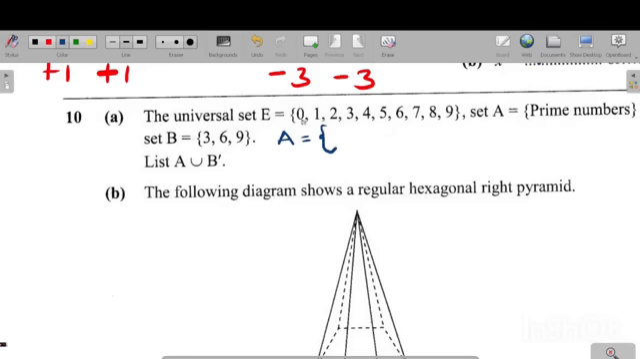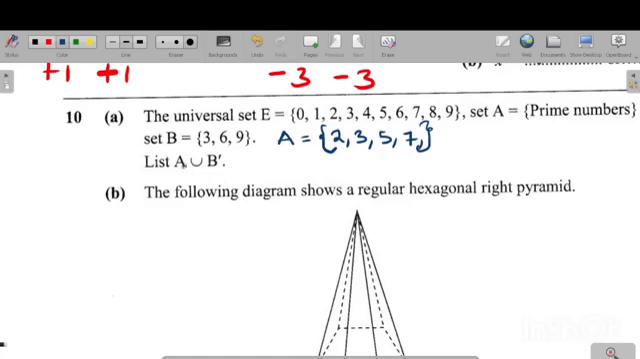Okay, set A. So 0 is not a prime number. 1 is not a prime number because it has only one factor, which is 1 itself. 2 is a prime number because it has two factors, 1 and 2 itself. So 2 is a prime number. 3 is also a prime number. 4 is not a prime number, but 5 is a prime number. Then 6 is not. 7, yes, is a prime number. 8, no. And 9, no. So the set A is this one.